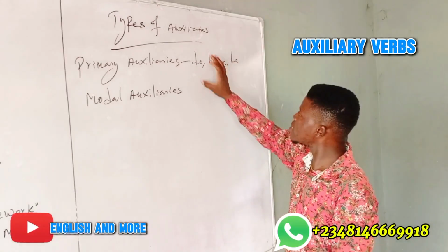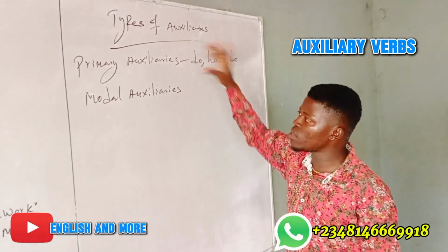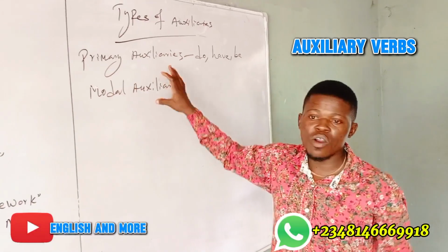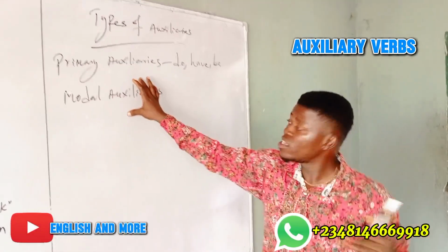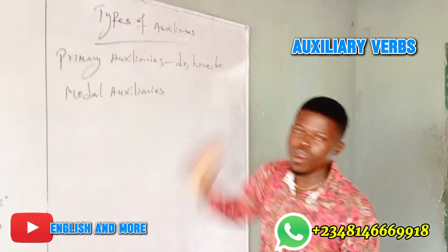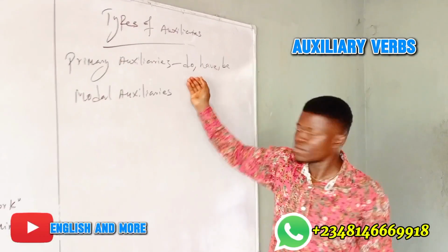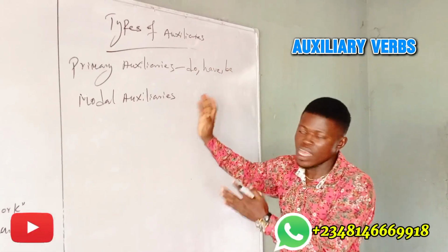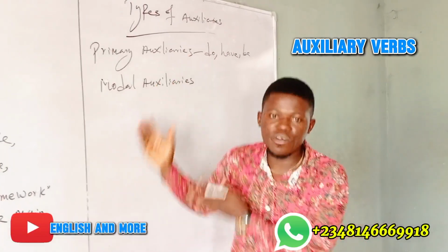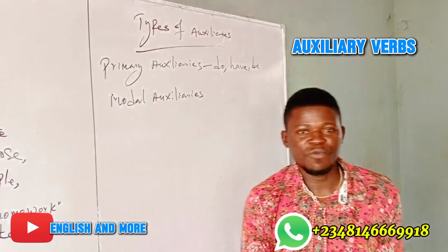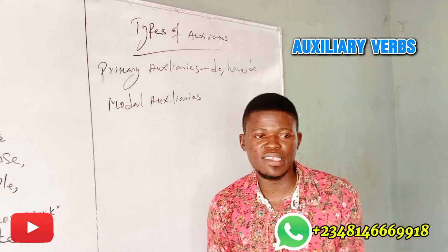Let's start with do. Remember I said we are going to deal with modal auxiliaries in our next lesson. So today, let's focus on the primary auxiliaries. We have do, have, and be. How do we use do as an auxiliary verb? We use do to ask question. We simply call it interrogative sentence.